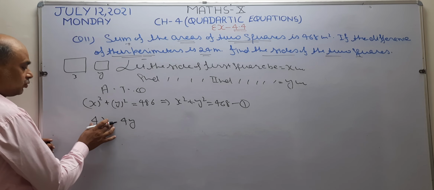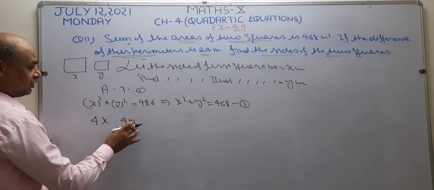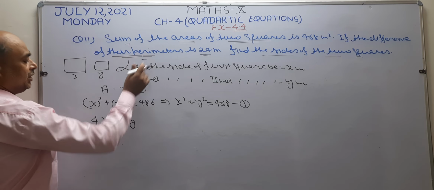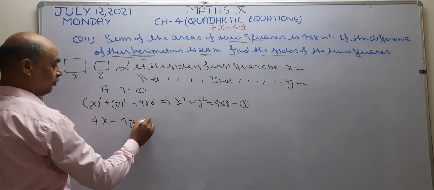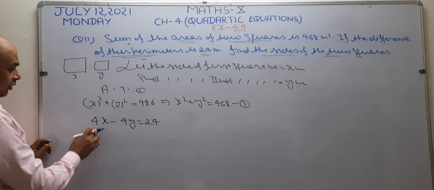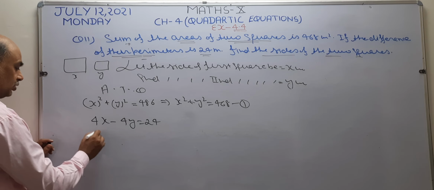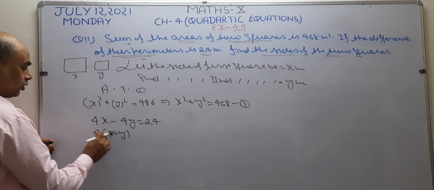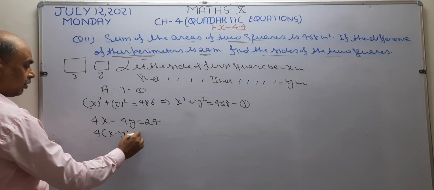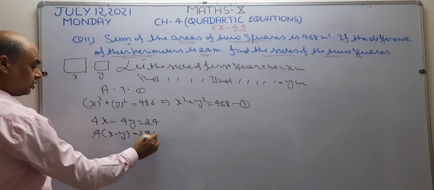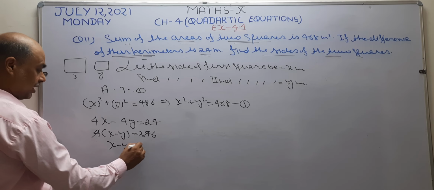So perimeter of first square becomes 4x, perimeter of second square becomes 4y. Difference means minus sign is given, 24. Right here, 24. Now see what is common between these two. 4 is common. After taking common, what is left? x minus y equal to 24 divided by 4. 4 ones are 4, 4 sixes are 24. x minus y becomes 6.